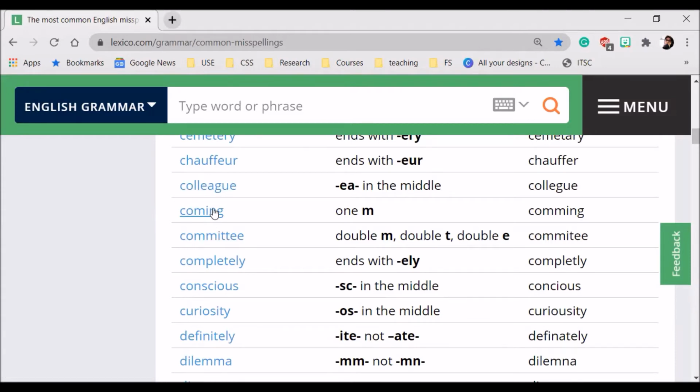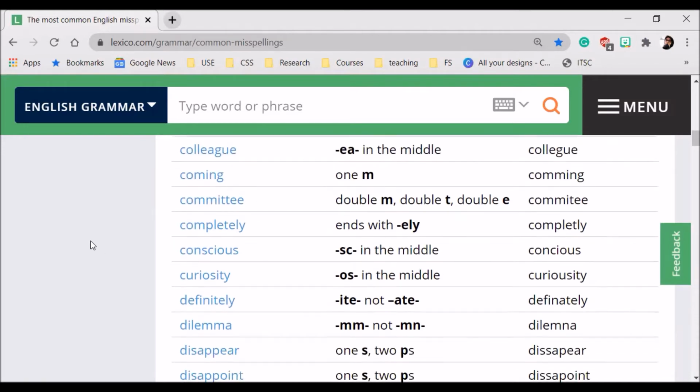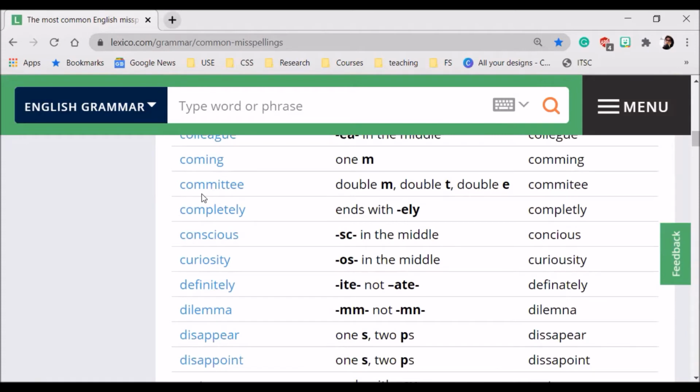Then coming, and I think this is less commonly misspelled because we use it so commonly that our mind has accepted it. But still, if you're making this mistake, just remember that it has one M. Then committee has double M, double T, and double E. Okay, a committee has everything double because a committee consists of more than one person. So you can remember it like that, that it has double M, double T, and double E. Like all three of them are double. Okay, so you cannot skip any of these.